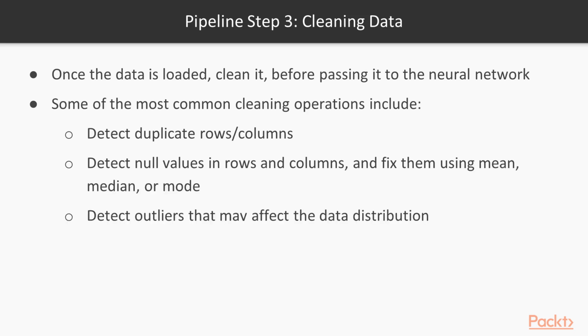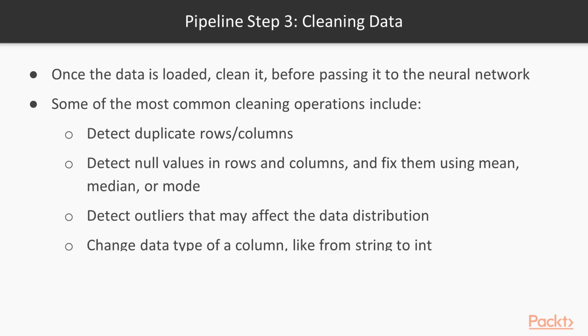Then you can detect the null rows and columns and fix them either by mean, median, or mode. As you observe, a computer understands a language in 0 or 1, so it doesn't know what null is. So you have to take care not to pass null values to a neural network at the training phase. Also, you can detect outliers that may affect the data distribution, and you can change the data type of a column, like from object to timestamp, or from string to int, and so on.